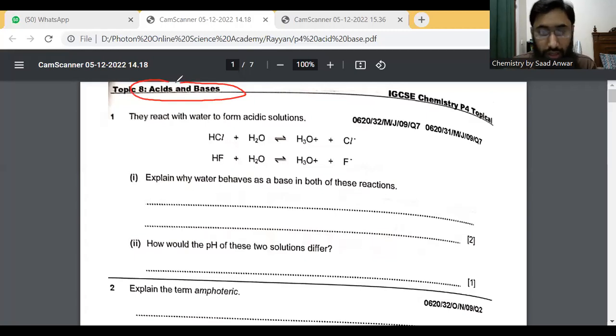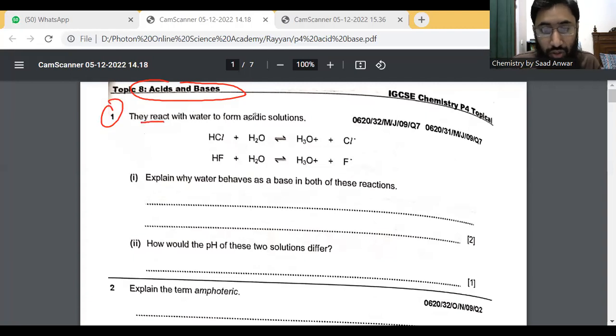So in this topic, if you previously had studied the concept of acid and base in your textbook, then this will be very fruitful for you to solve this topical paper. I will discuss the solution of this paper with you. Let's start without wasting any single minute. Let's start from question number 1.